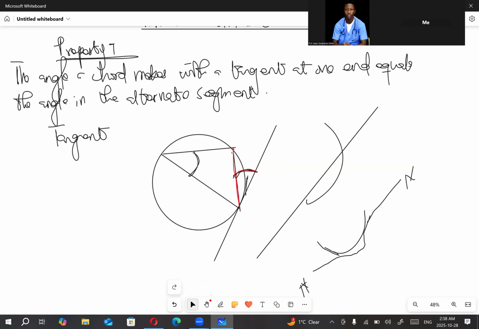Okay, very well. So what it means is that if here is 70 degrees, and this side is A, you can say A is equal to what? 70 degrees, and you quote the property. The angle this chord makes with the tangent is equal to the angle in the alternate segment.